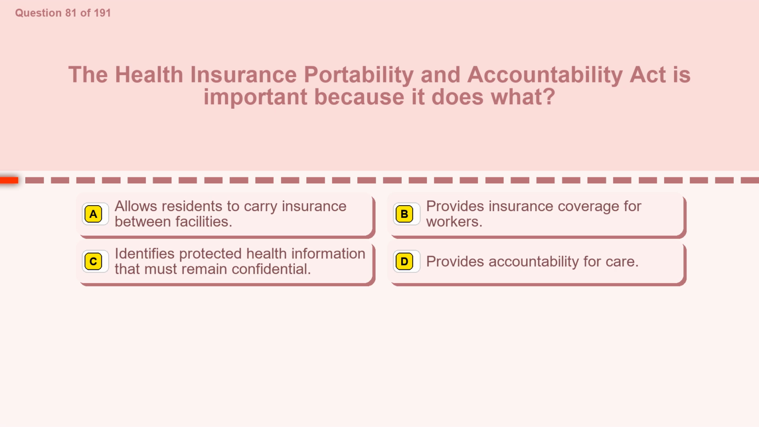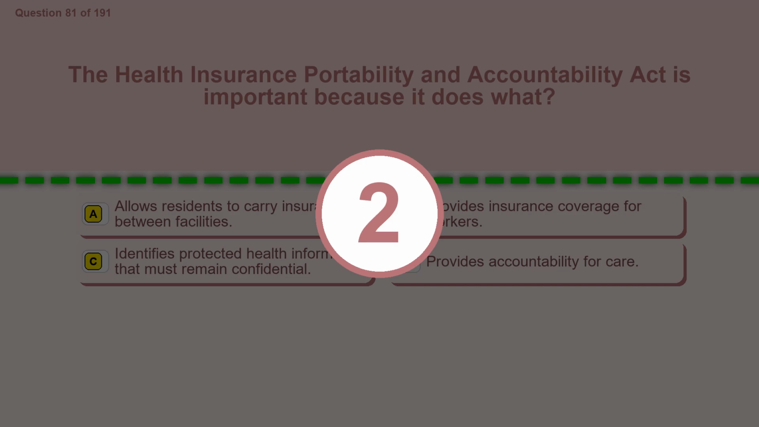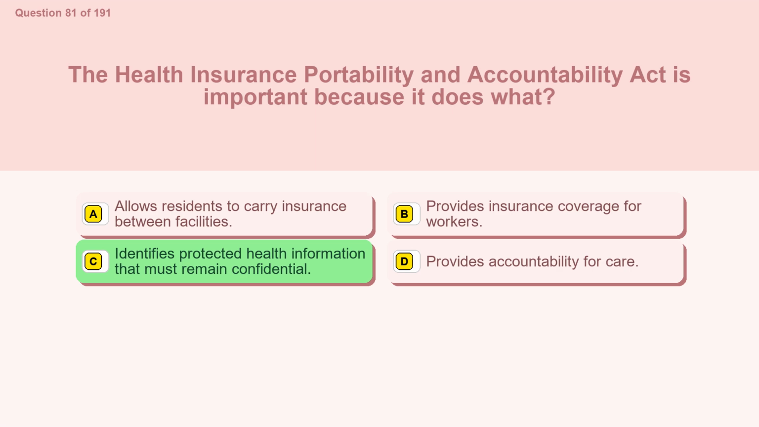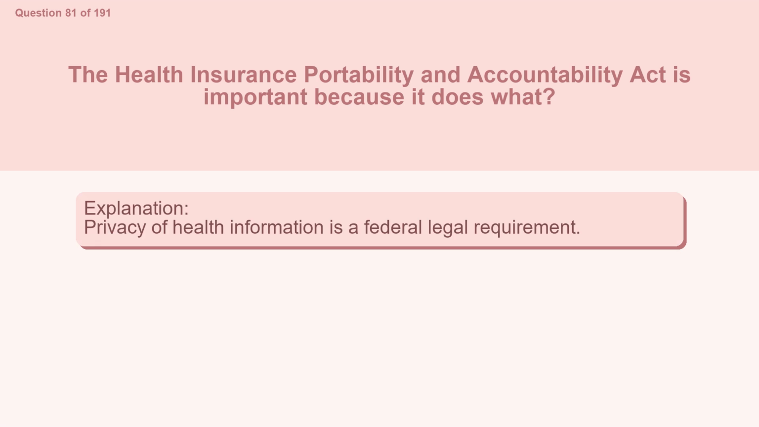Question 81. The Health Insurance Portability and Accountability Act is important because it does what? Option A, allows residents to carry insurance between facilities. Option B, provides insurance coverage for workers. Option C, identifies protected health information that must remain confidential. Option D, provides accountability for care. The correct answer is option C. Identifies protected health information that must remain confidential. Privacy of health information is a federal legal requirement.